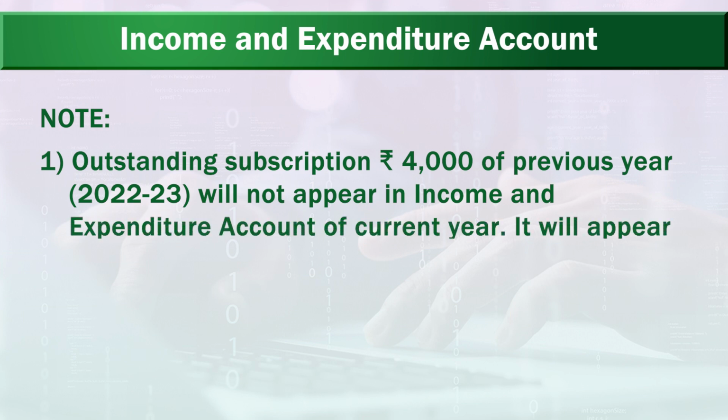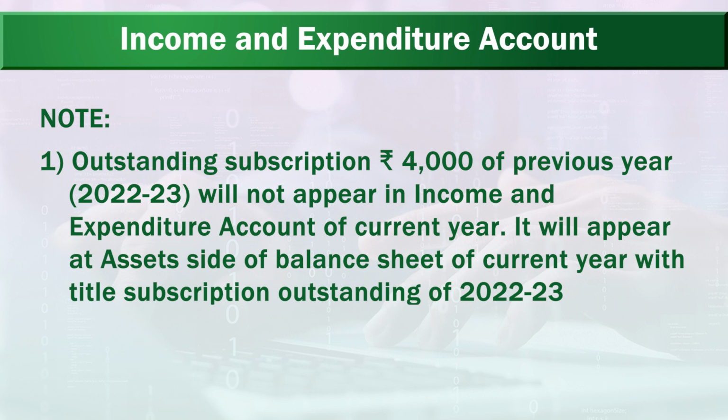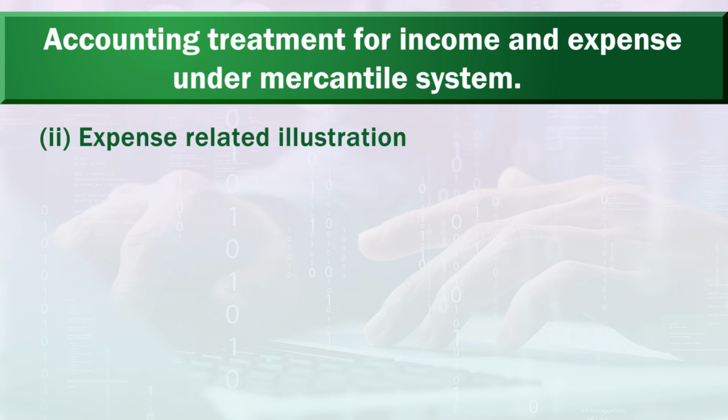The point to be noted here is that outstanding subscription of rupees 4,000 of previous year, which is 2022-2023, will not appear in income and expenditure account of current year. It will appear at asset side of balance sheet of the current year with title subscription outstanding of 2022-2023. Another point to be noted is that subscription amount of 2023-2024 would be rupees 1,51,000.